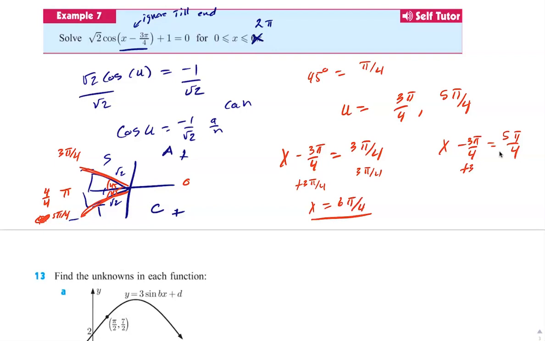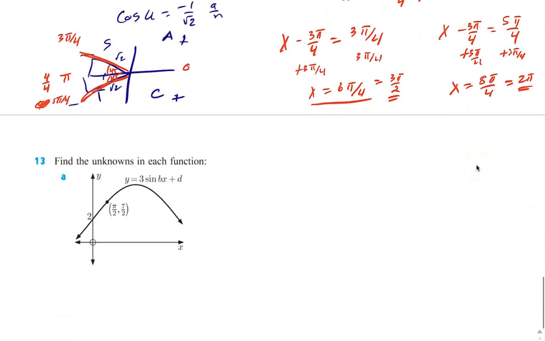Add 3 pi over 4 to both sides, and you get x equals 8 pi over 4, also known as 2 pi, which would be my max, since I changed it. And that's the idea there. Let's move on to the next one.